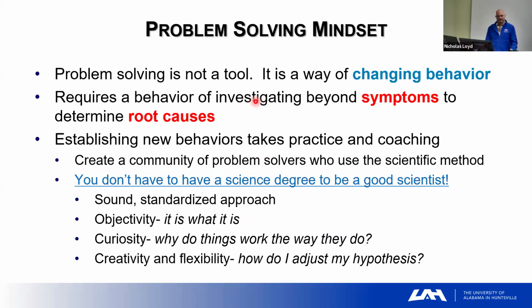So developing a problem-solving mindset, and I pulled this from Getting the Right Things Done, talks about how problem-solving in itself isn't a tool. It's changing your behavior to where you're thinking about getting to root causes, spending time in the plan phase of plan, do, check, act, and not just jumping to solutions. Use the scientific method of problem solving. You don't have to have a science degree to be a good scientist and follow the scientific method of problem solving, plan, do, check, act, and learn to trust that.